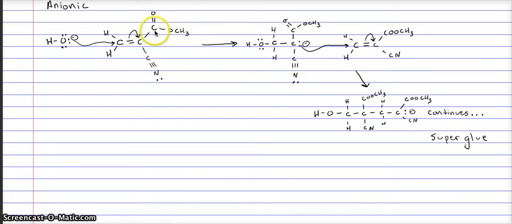I've just simplified this COOCH3, which is an ester, to COOCH3. This is a cyano group, which I've abbreviated as CN. This will attach, break our pi bond, and we'll get this sequence, which will continue over and over and over. And this is an example with superglue.